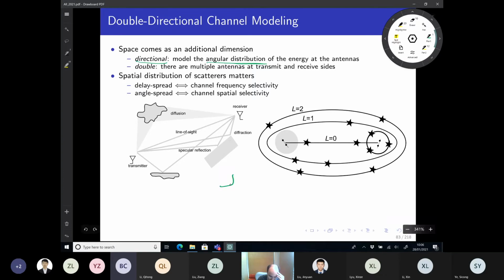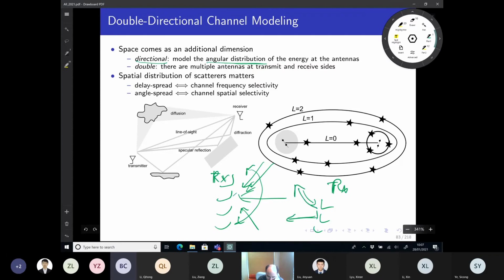So if you have an array like this, if all the energy comes from that direction, or you have energy coming from that direction and that direction and that direction, this will play a role. It's how much the energy is spread in the angular domain around this array. And it's double because you have this at the transmitter, but you have the same at the receiver. The receiver is how the energy arrives, and then at the transmitter, for instance, here is how the energy departs.